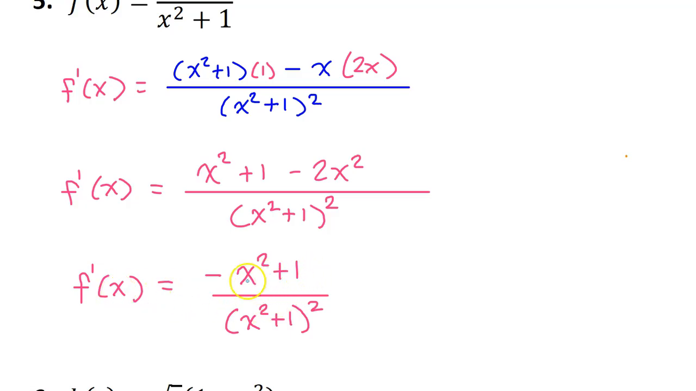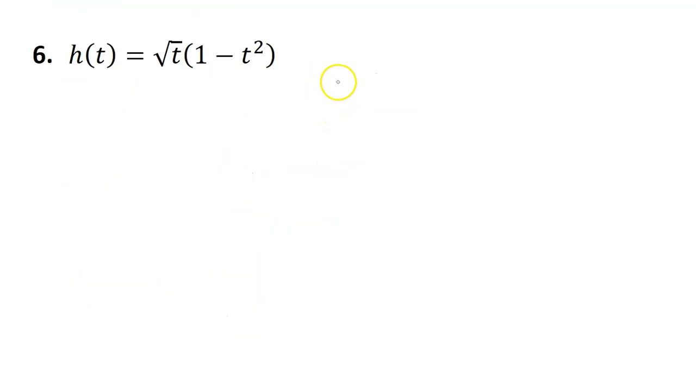Resist the temptation to cancel out one of the x squared plus 1's from the denominator with this x squared plus 1. The reason why is this is not really x squared plus 1. We would need parentheses in here, which we do not have. So, yeah, you cannot cancel out the x squared plus 1. So, we're done. I'm going to do number 6 two different ways, because I probably wouldn't actually do the product rule on this one. I would probably just distribute.